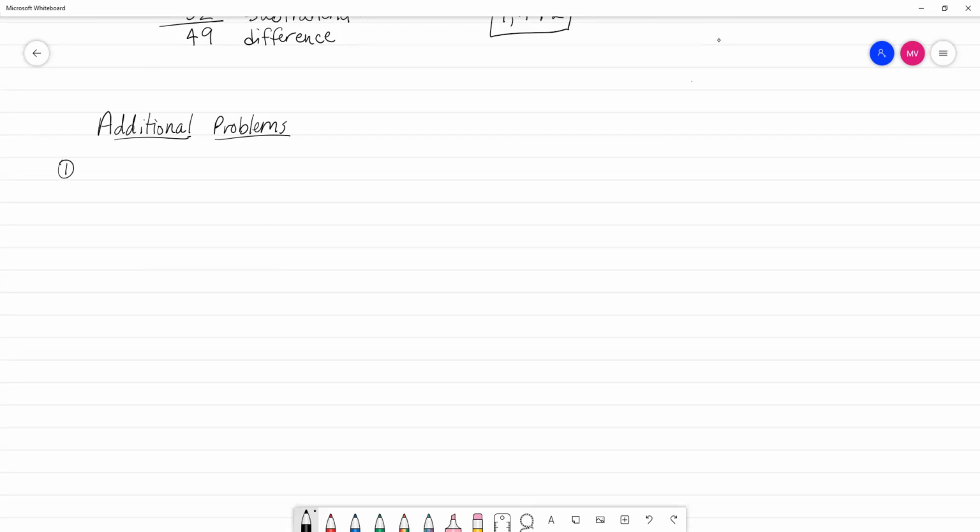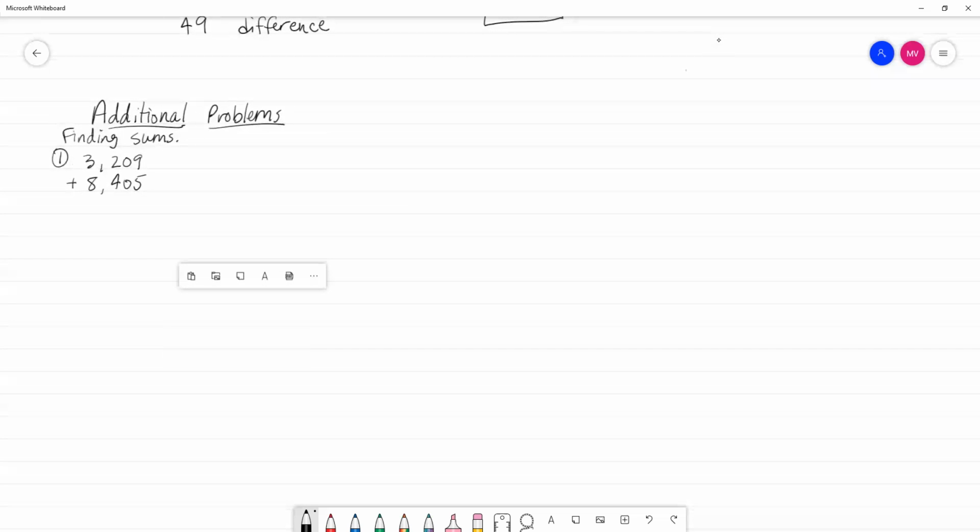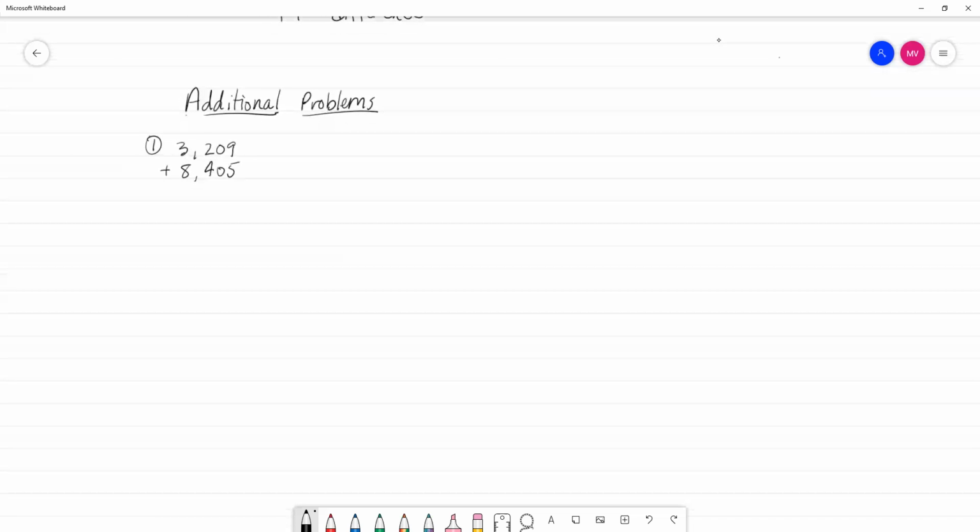So for this first part, we're finding sums. So I have 3,209 plus 8,405. I think we know that this is sums because we're adding. I'm going to erase that so we have room.